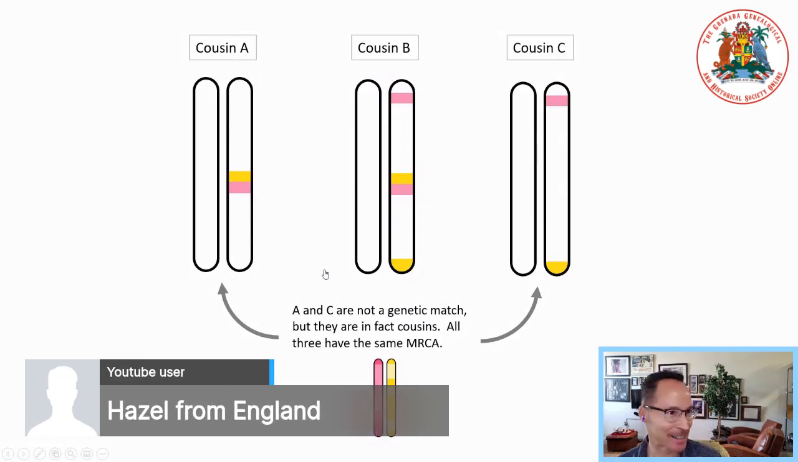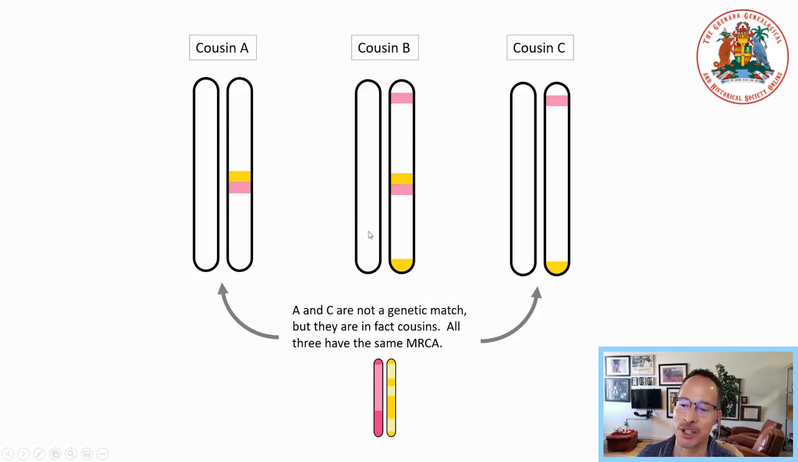The last thing that I want to talk about goes back to what I was sharing earlier. So remember, these two people were related because they matched DNA here, right? Cousin A and cousin B. Cousin B and cousin C, they match here and here. But if you notice, cousin A and cousin C, they don't share any overlapping DNA.